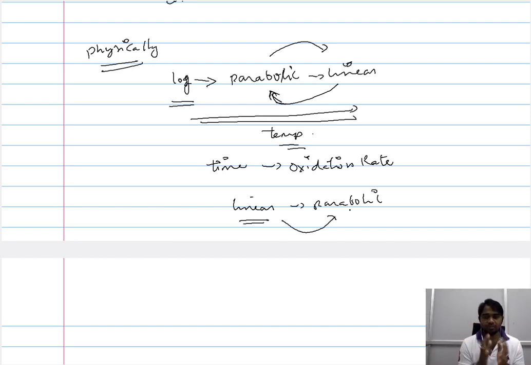rate. So what we have so far seen are the different oxidation rates and the ways these oxidation rates are observed in physical conditions. We will build on this in the next lecture, wherein we will be focusing on the diffusion of ions across the metal oxide. Goodbye.